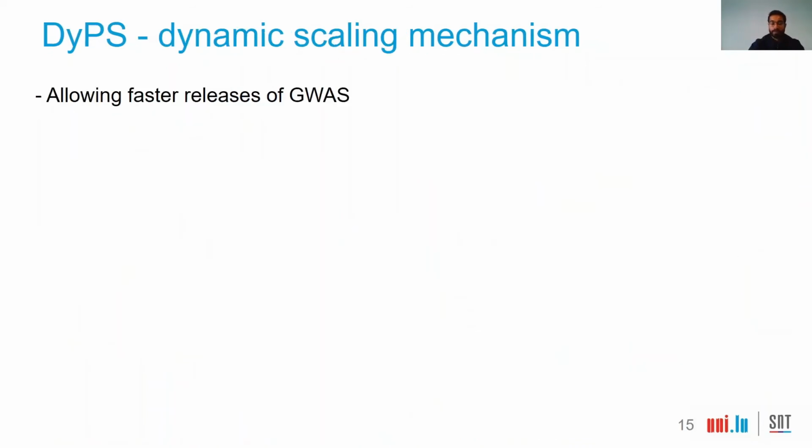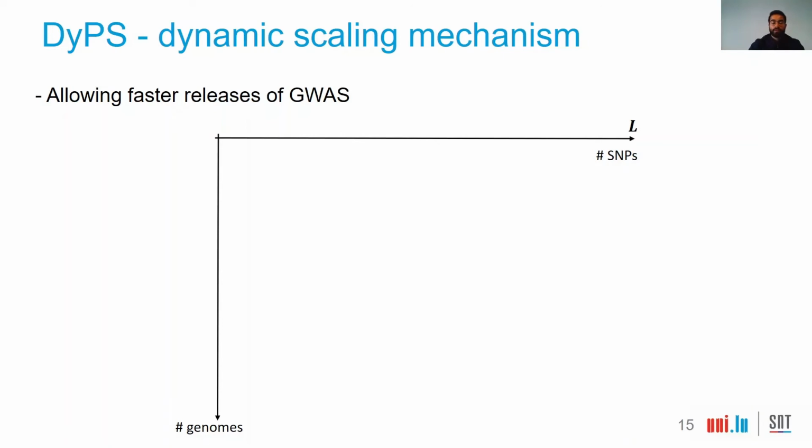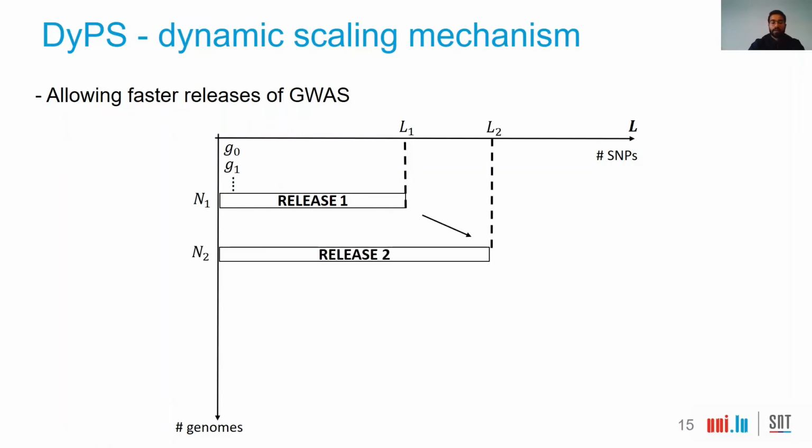We also offer a dynamic scaling mechanism to help in having sooner releases of GWAS. What's the idea here? If we want to study a very huge GWAS that has a big number of L, we would need to gather millions and millions of genomes before being able to find a safe release. However, what we can do is consider a smaller subset of these SNPs instead of the full set, and then finding releases will be easier and faster. In this example, we decreased the number of SNPs and we found a safe release using N1 genomes. We also showed that we can increase the number of SNPs being considered in the study, depending on how many genomes have been gathered at a later point.